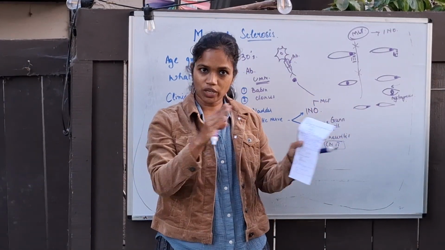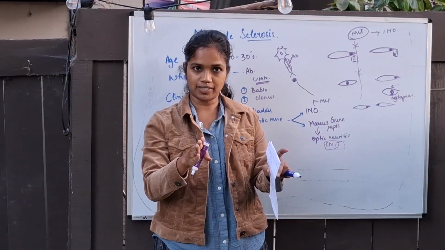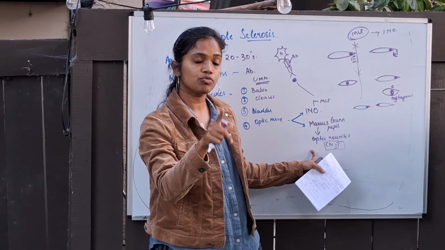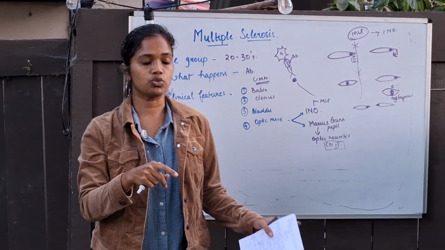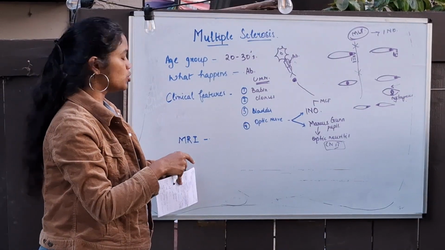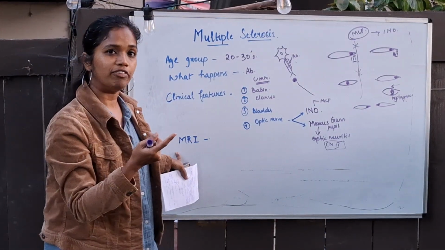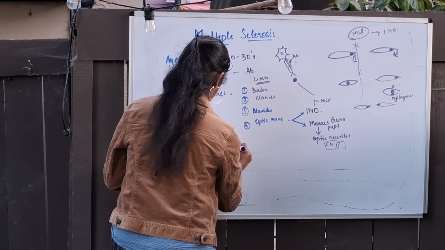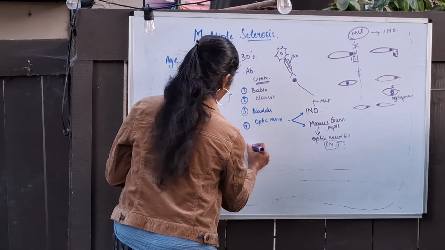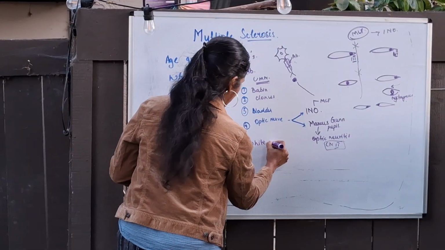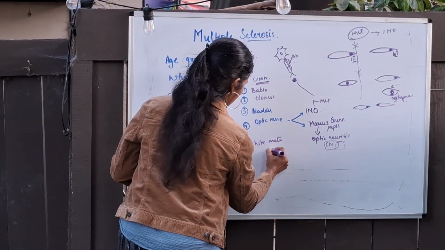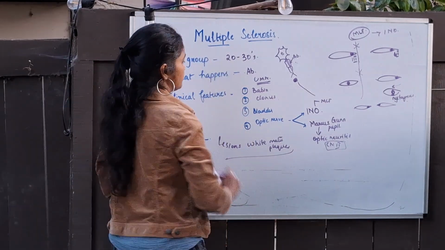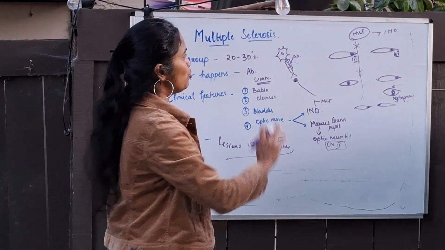So this is the swinging flashlight test, and this is seen in Marcus Gunn pupil, and this has been associated with optic neuritis. One of the most common causes for optic neuritis is multiple sclerosis. So this is in brief about multiple sclerosis. Now they can ask you about the MRI findings. You should know that there are lesions in the white matter. That is, white matter plaques are seen in multiple sclerosis. So this is in brief about multiple sclerosis.